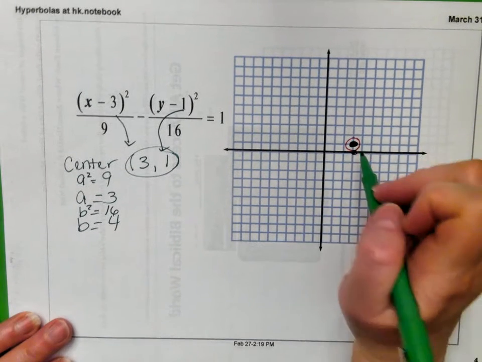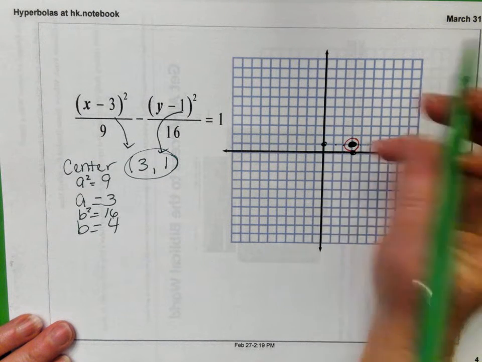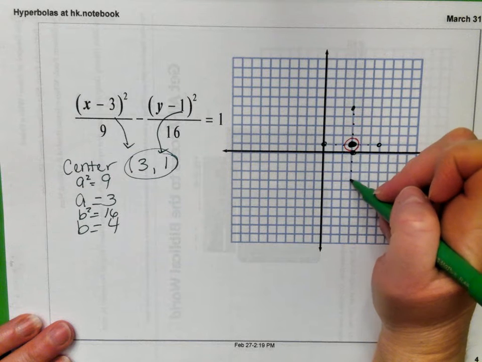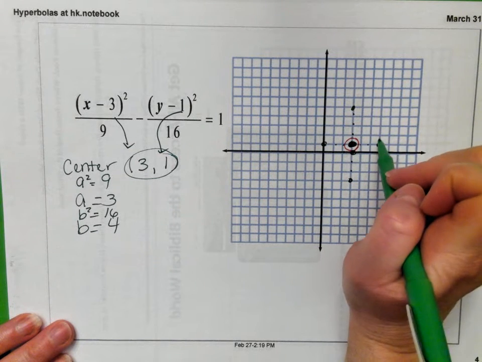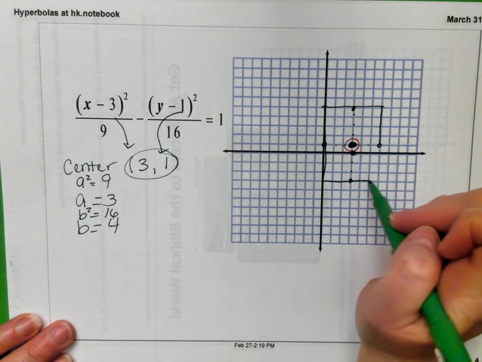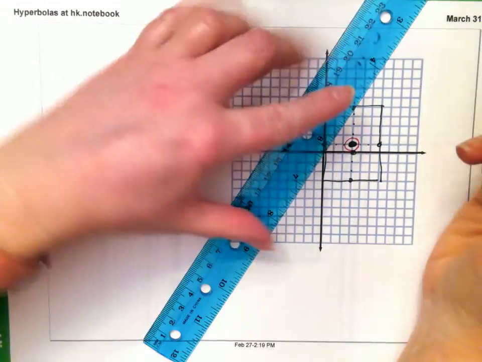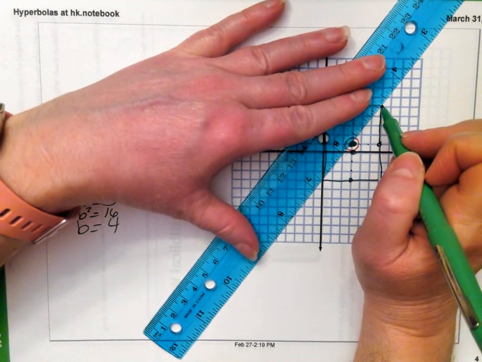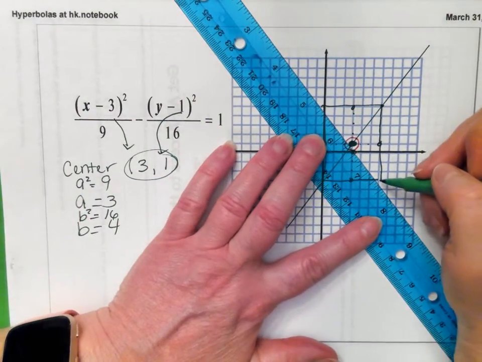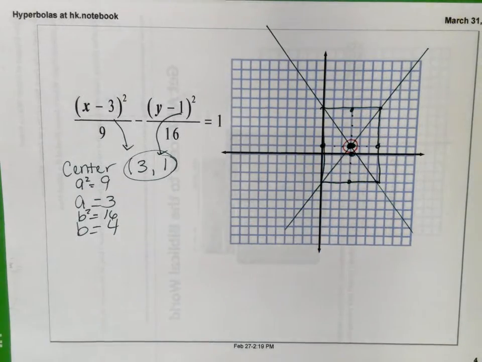Okay, here we go again. From my new center, 3 to the right, 3 to the left. I want to go 4 up and down. 1, 2, 3, 4. I draw my box. Here goes my box. I grab my straight edge so I can make my asymptotes. Again, I stick them in there like so. There's my corner of my box, and there's that one. Yes, the asymptotes need to go through the center.